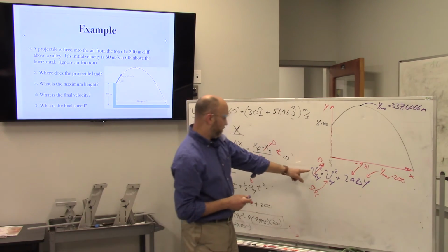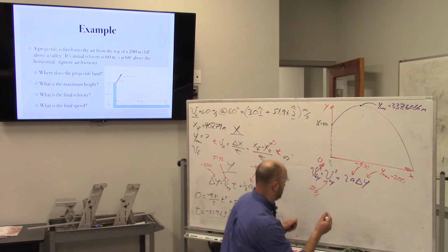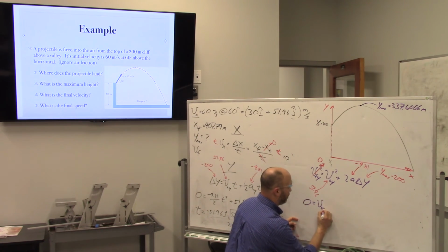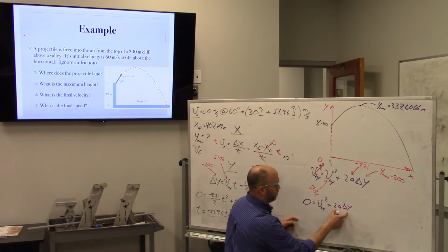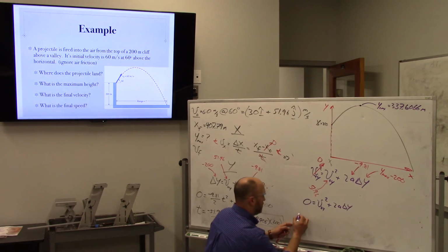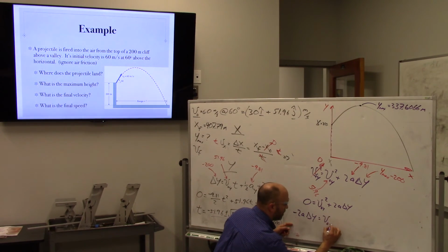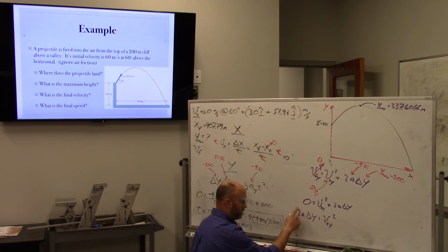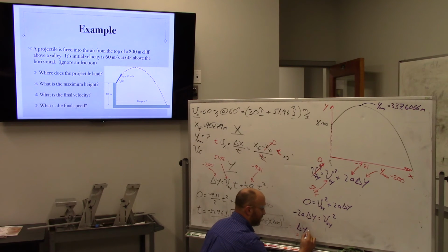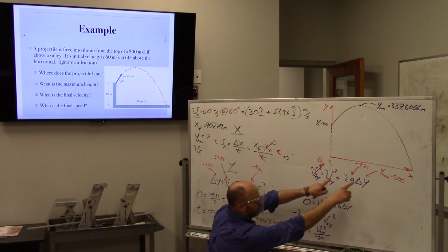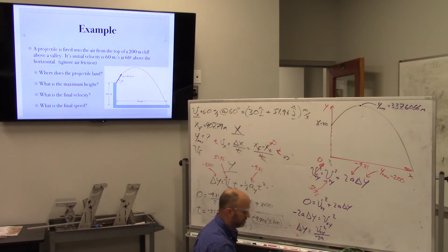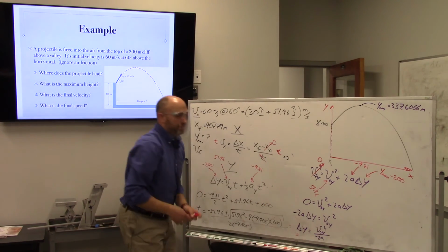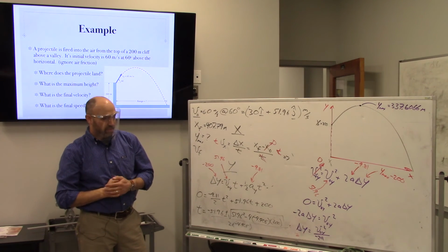Let's do some algebra here. We'll leave the zero there, but leave everything else as letters. And so we've got zero equals V naught Y squared plus 2A delta Y. We want to solve for delta Y. So we'll subtract all that to this side. So now we've got negative 2a delta y equals v naught y squared. Now we want to solve for delta y, so we're going to divide this negative 2a to the other side. Delta y equals v naught y squared over negative 2a. And now when you plug in those numbers up there, you see that negative and the negative a are going to become positive. Everybody all right?